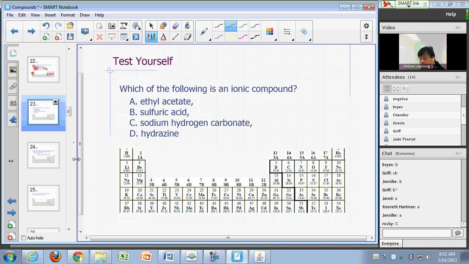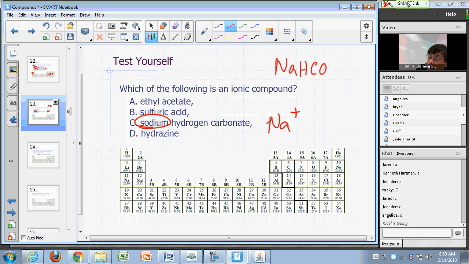Ethyl acetate, sulfuric acid, sodium hydrogen carbonate, or hydrazine. Very good. You see sodium there? So that means your positive ions are sodium ions with a +1 charge. Sodium hydrogen carbonate is NaHCO3. That's your common baking soda at home. Another name for that is sodium bicarbonate.